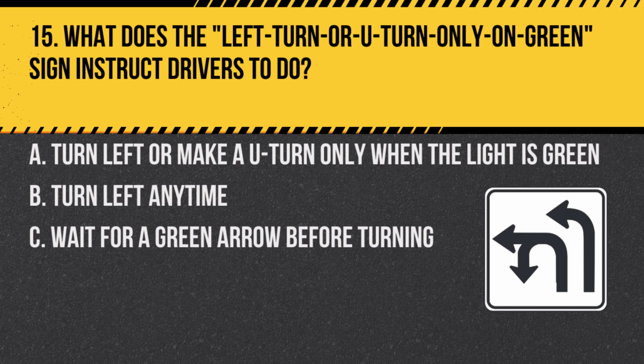Answer: A. Turn left or make a U-turn only when the light is green. This sign indicates that these maneuvers are permitted only on a green signal.